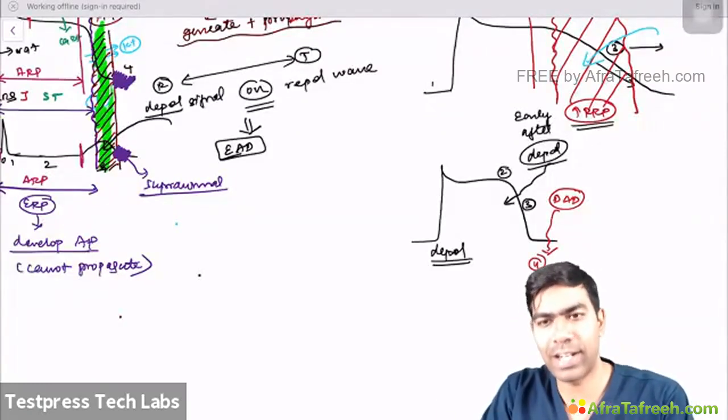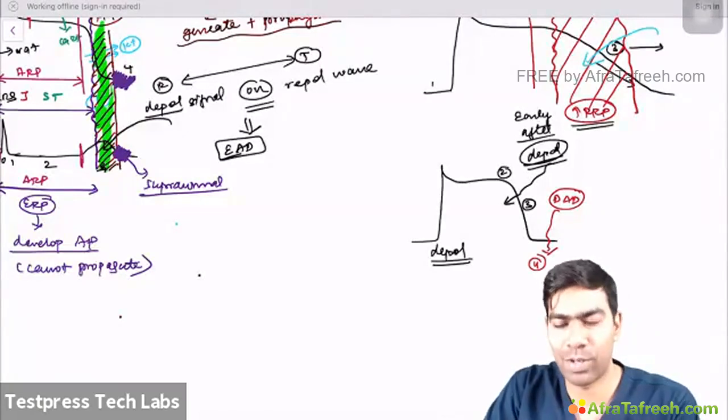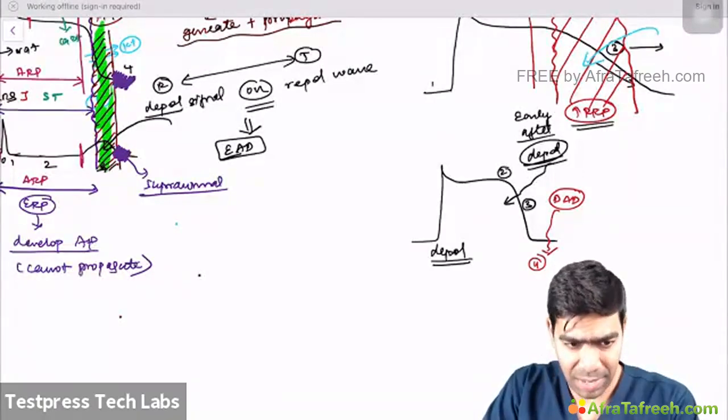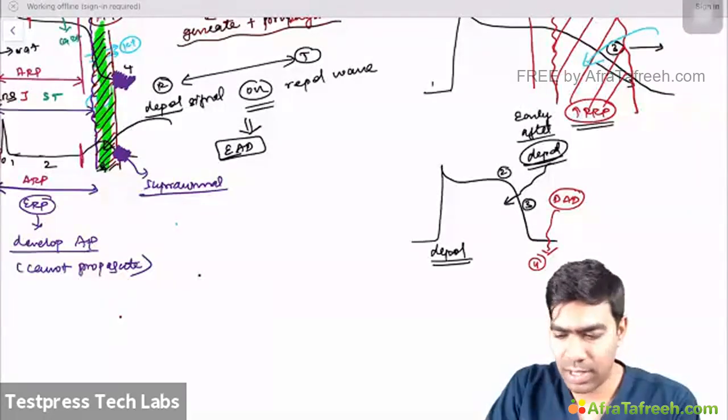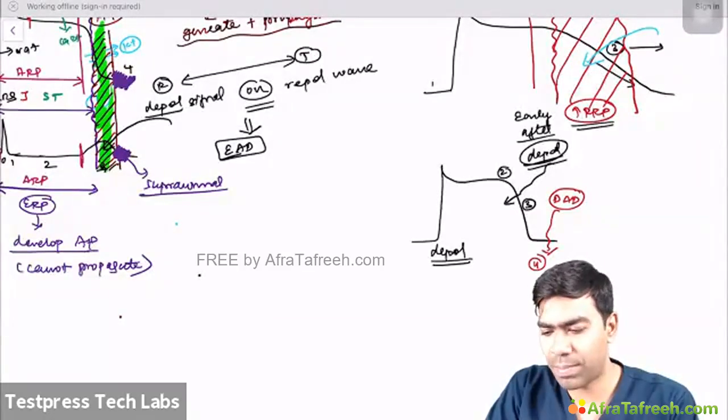After depolarization, you're creating a depolarization. That's why it's called after depolarization. So if it happens in phase 2 or 3, then it's early after depolarization. If it happens in phase 4, it is delayed after depolarization.